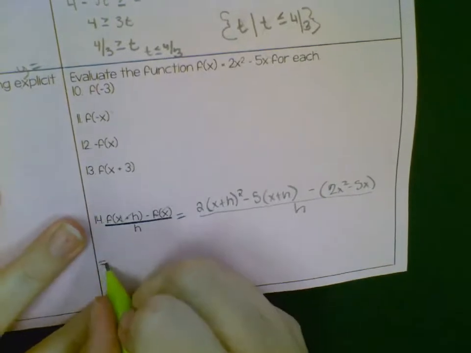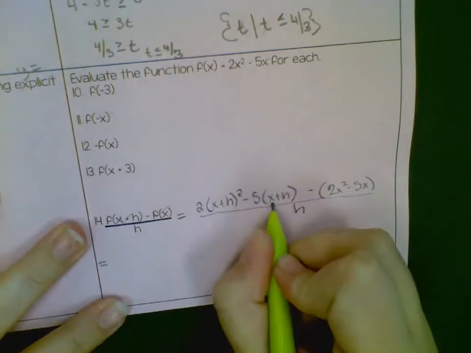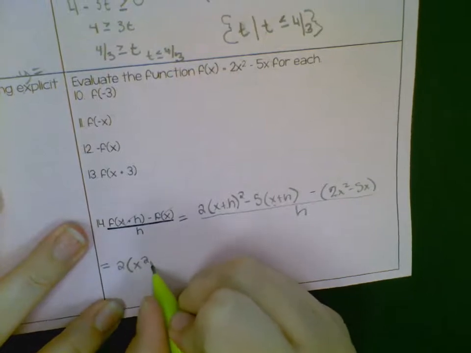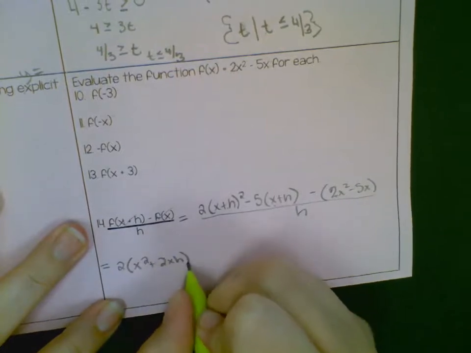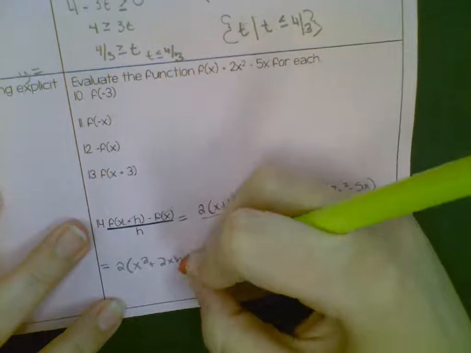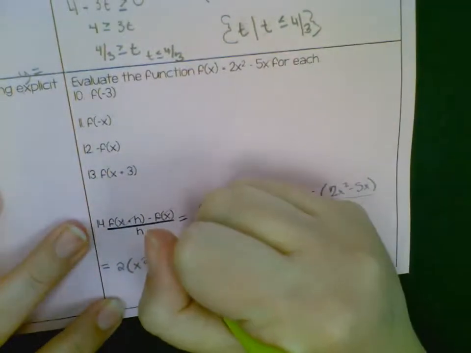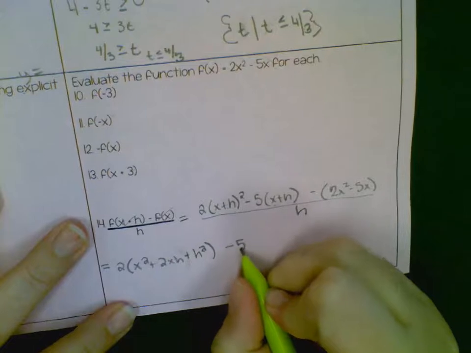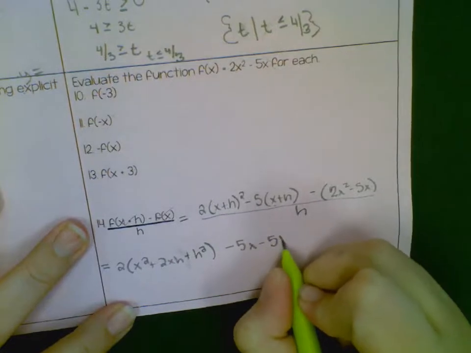Okay, so just our top. FOIL first, distribute. So 2x squared plus 2xh, plus h squared. If you have a question about that FOIL, then write your 2 parentheses and do it. And if you still have a question after that, then ask me in class. Be careful with your negative signs.